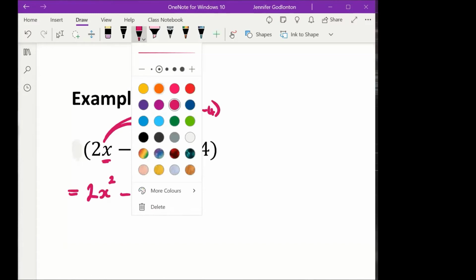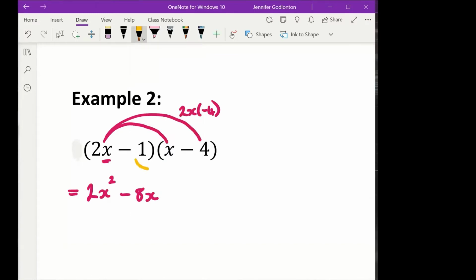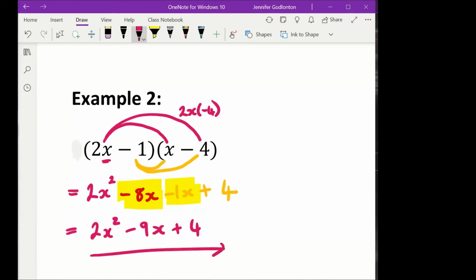Then we take our next one. So now I'm saying, what is -1 times x? That's going to be -1x or -x. And then I have -1 times -4. A negative and a negative is a positive. So I'm going to have +4. Nice, guys. I love the answers coming in the chat. Now from here, I'm just going to find my like terms. So -8x and -1x. And so my final answer here is going to be 2x squared, -8 minus 1, which is -9x plus 4. And that would be our final answer.